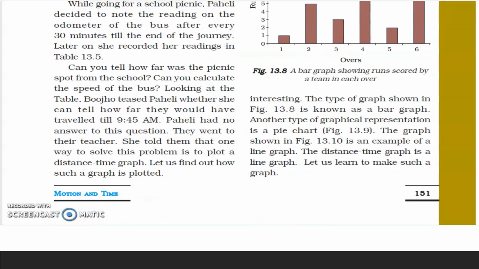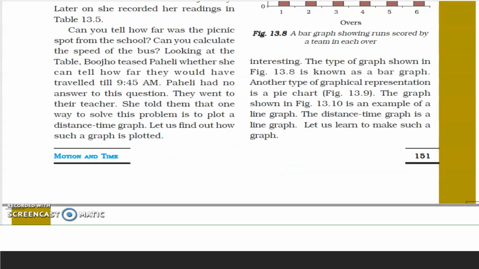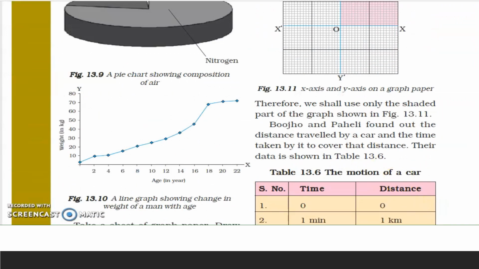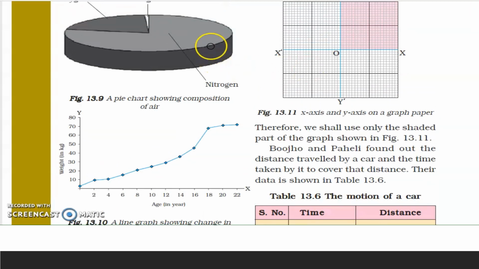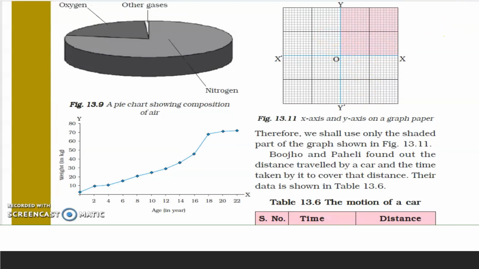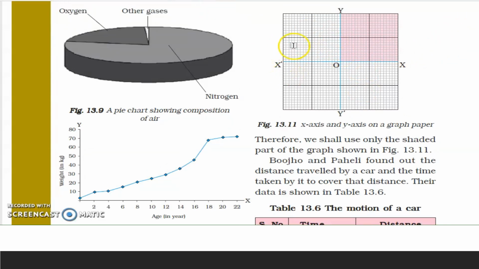Now we will see how we can plot a distance time graph. These are some examples of graphs. You can see a pie chart showing the composition of air that you have learned in the junior classes, and this one we will do to plot the distance time graph. We have to do that on graph paper. Okay, I will show you how we can plot a distance time graph.